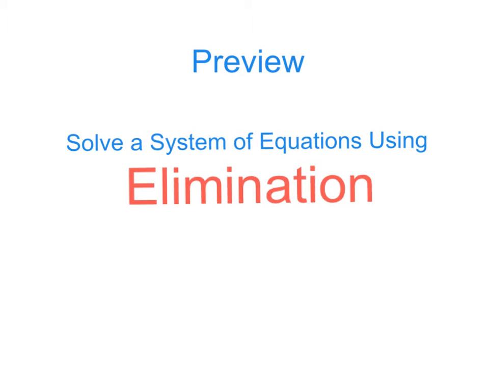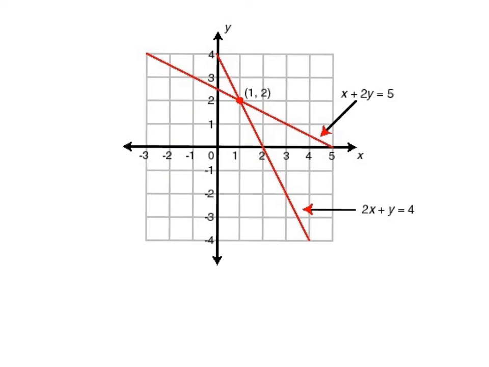Preview video, solving a system of equations using elimination. Recall that a system of equations is more than one equation with the same variable. In this particular graph, we have two equations. We have x plus 2y equals 5 and 2x plus y equals 4.